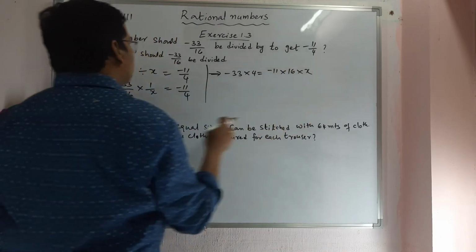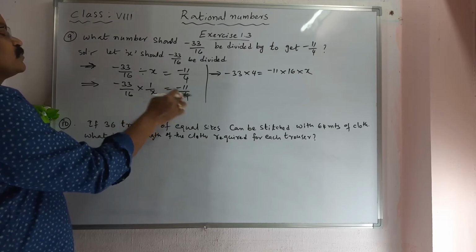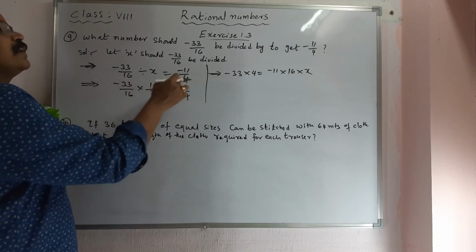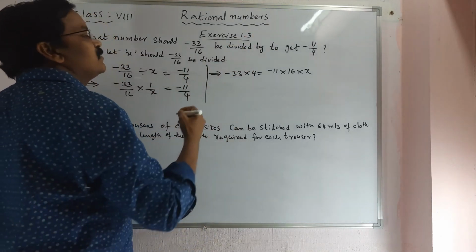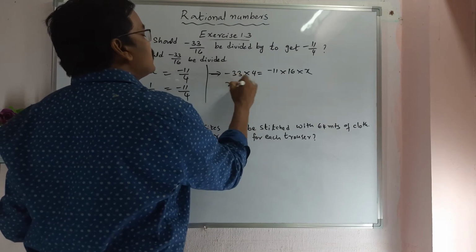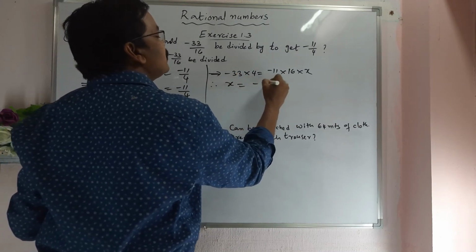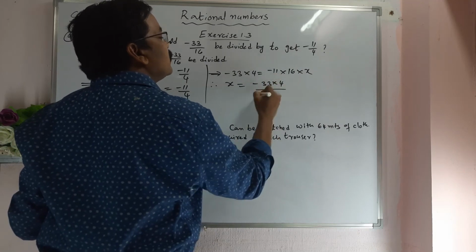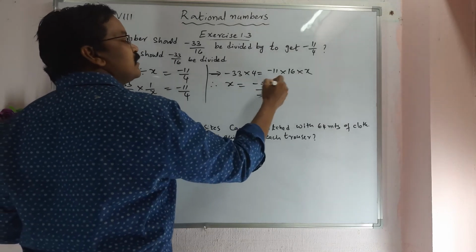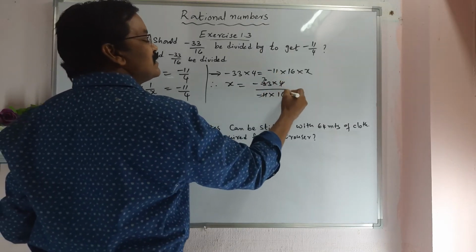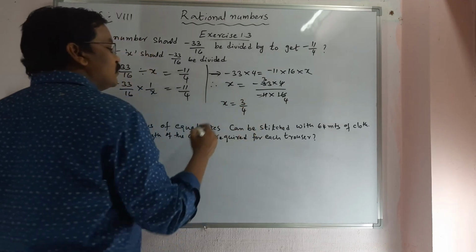x. Minus 33 times 4 is equal to minus 11 times 16 times x, right? I want the x value here. Therefore x is equal to what? Minus 33 times 4 by minus 11 times 16. So here minus 11 in 33 goes 3 times, 4 in 16 goes 4 times. So x is equal to 3 by 4.